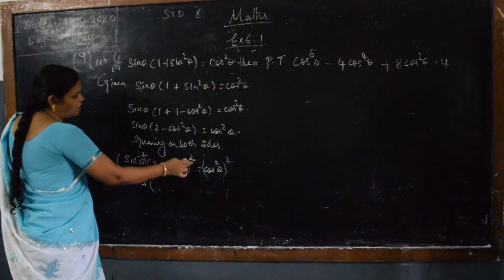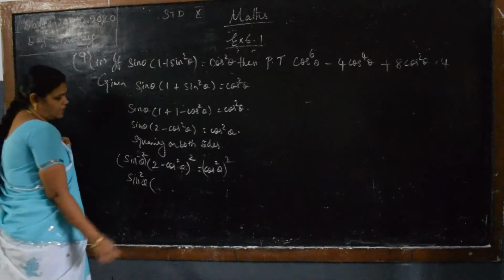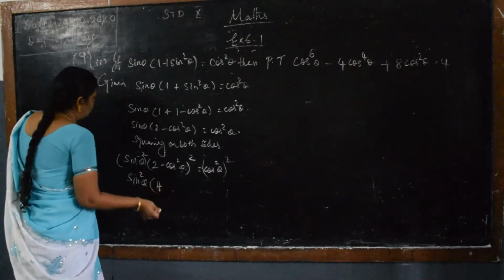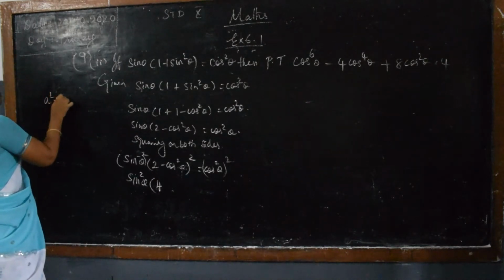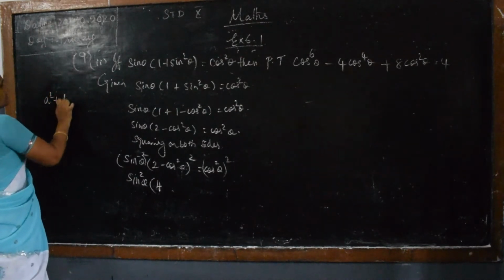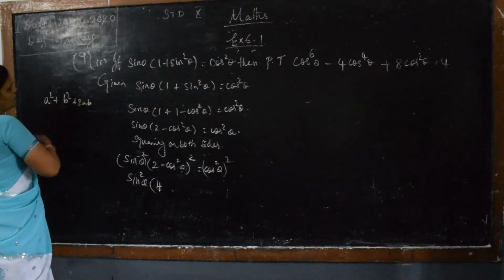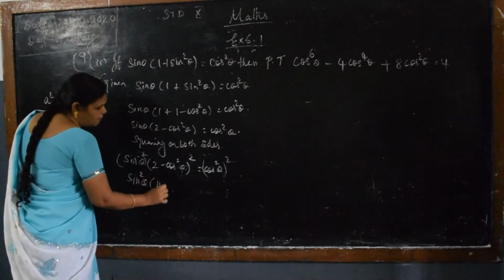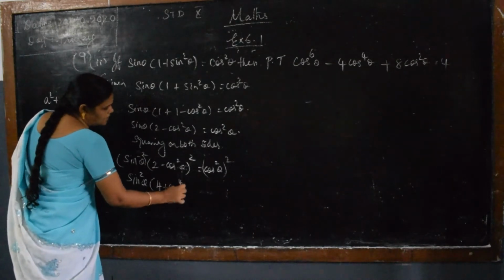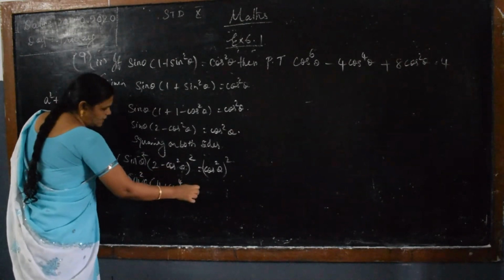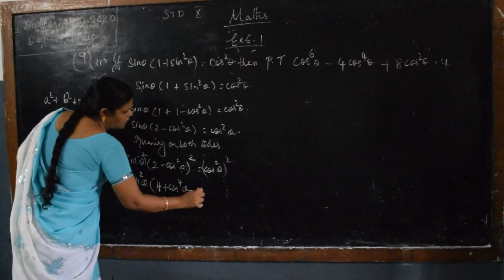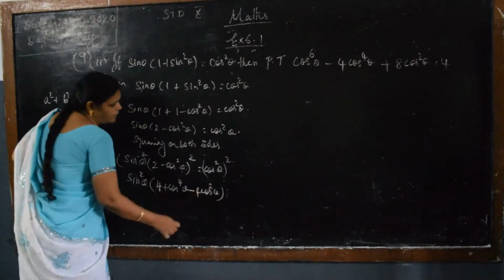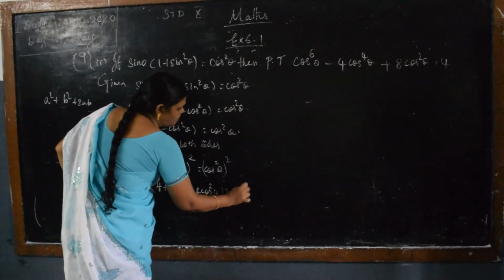So this is in the form of (a minus b) the whole square, a square minus 2ab plus b square, isn't it? Do you understand? In this form I am going to expand: 2 square plus cos power 4 theta minus 2 into 2 is 4, 4 cos square theta, that is equal to cos power 4 theta.